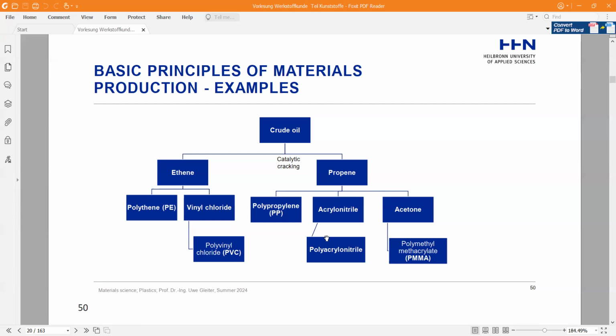From propane, we can produce polypropylene, PP, acrylonitrile, and polyacrylonitrile. And from propane, we can also get acetone and polymethyl methacrylate, or PMMA.